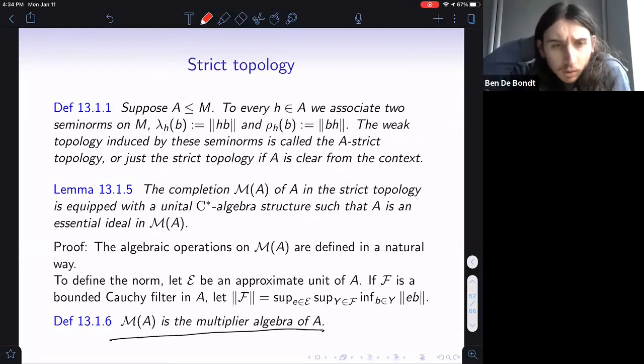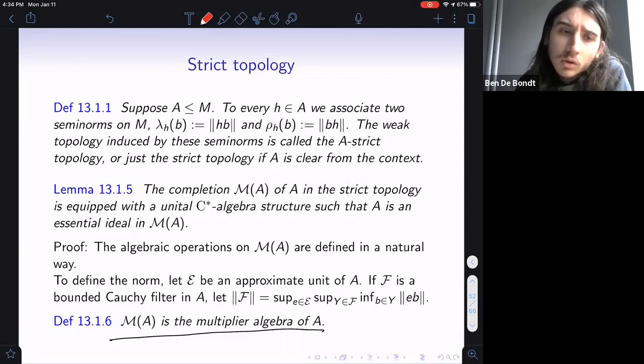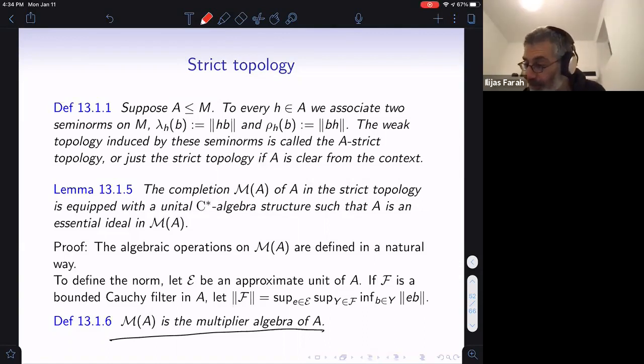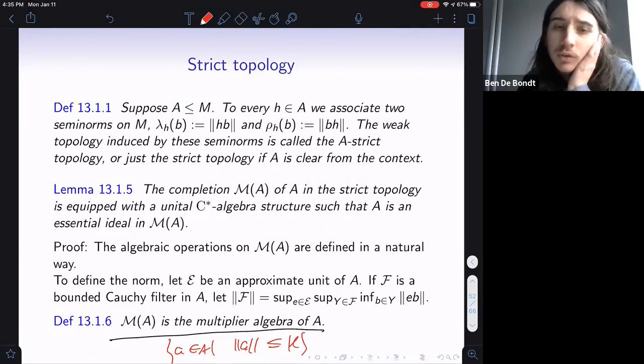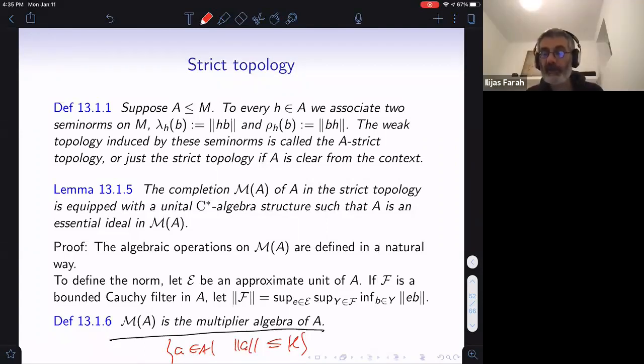So I'm just confused. It's probably a stupid question, but why can you only consider bounded Cauchy filters? When you say bounded, you mean for the strict topology, right? Or no, I mean norm bounded. Basically look at A in the algebra such that the norm of A is at most some fixed K, just filters which sit inside some fixed ball of your C*-algebra. Because you want everything in your multiplier algebra to have a norm, and if your element comes from A, it has to be the same norm. Remember, every star homomorphism is automatically a contraction. So in your completion, you only consider bounded Cauchy filters? Yes, only bounded.